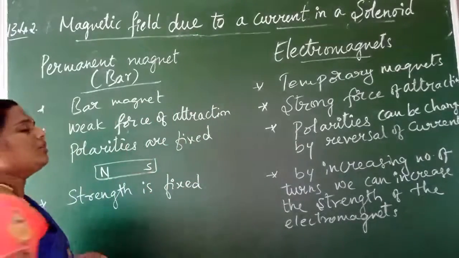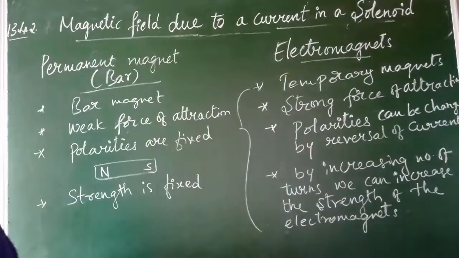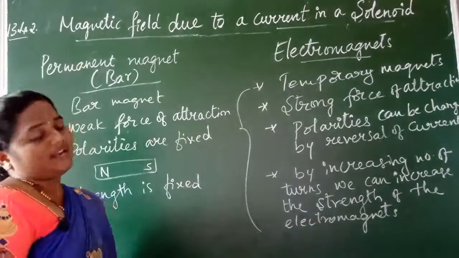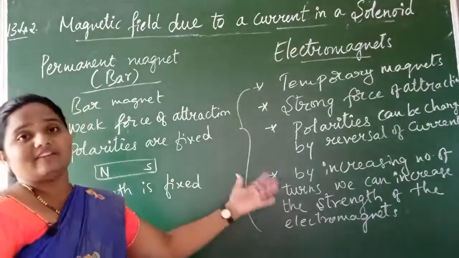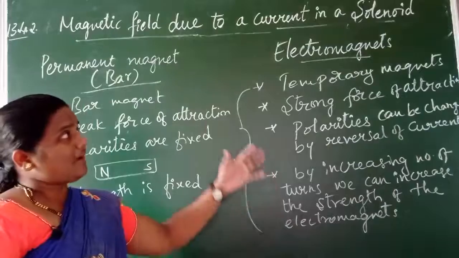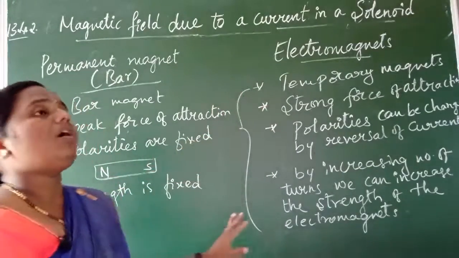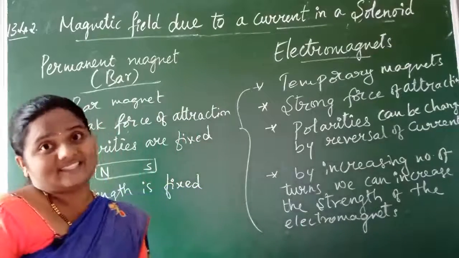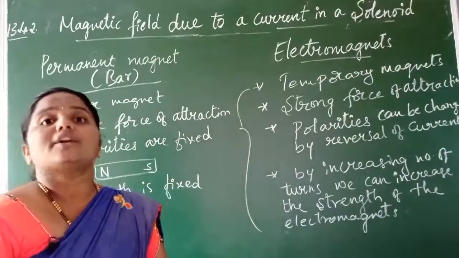Isn't it, children? Because of all these points, electromagnets have wider applications. Here the strength is also increased, meaning a larger amount of magnetic field can be produced. It is a property of the electromagnet, and it has advantages in areas like magnetic trains, isn't it, children? In electric trains, electromagnets are widely used.